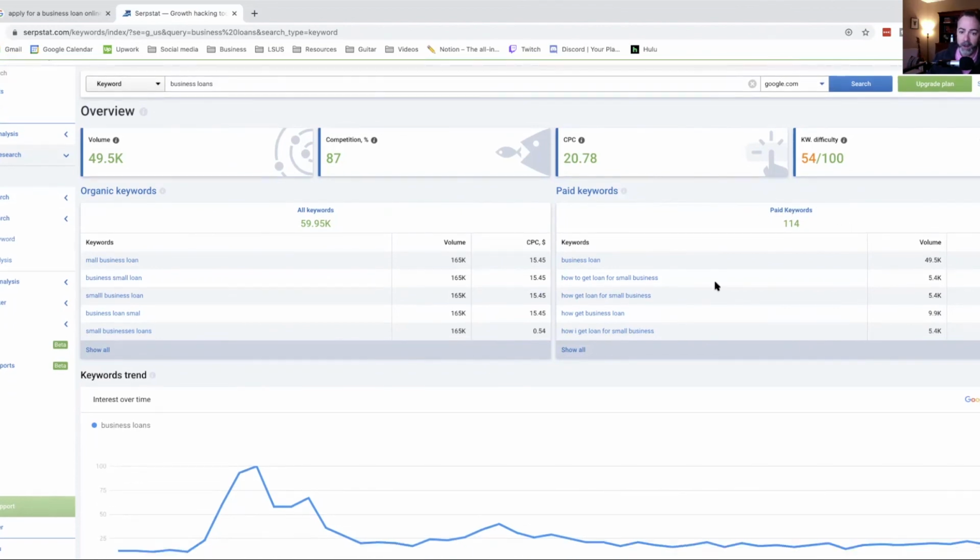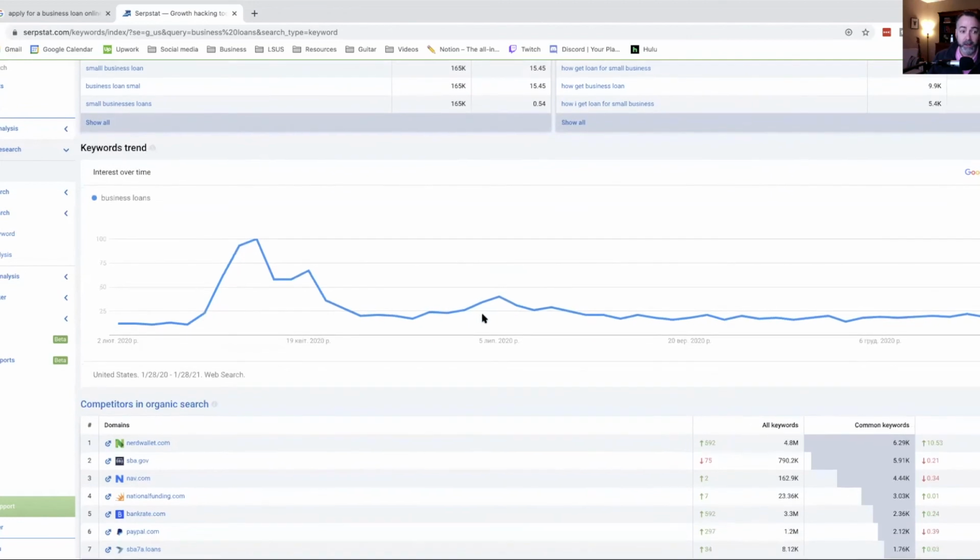These are paid keywords on the right. These are others that people are paying for or that are very popular keywords in ads. You can see business loan without the S is pretty popular, about as popular as business loans. That makes sense. Look here, how to get loan for small business, 5.4. So a little over 5,000 people per month are searching for that. That's not bad. I look for keywords that are at least over 500 or 1,000 per month. And this one's only going to cost you $8. So you can see these are all ideas that people are competing on.